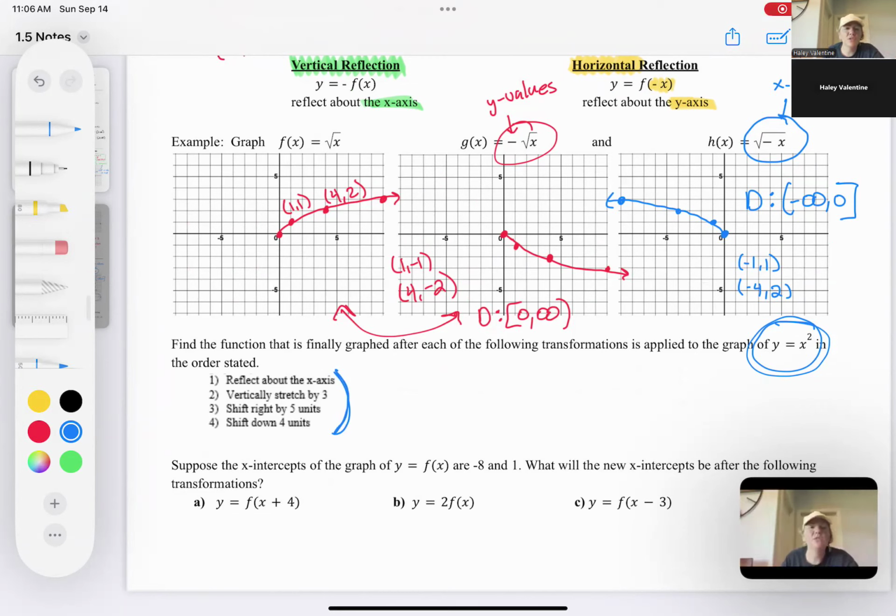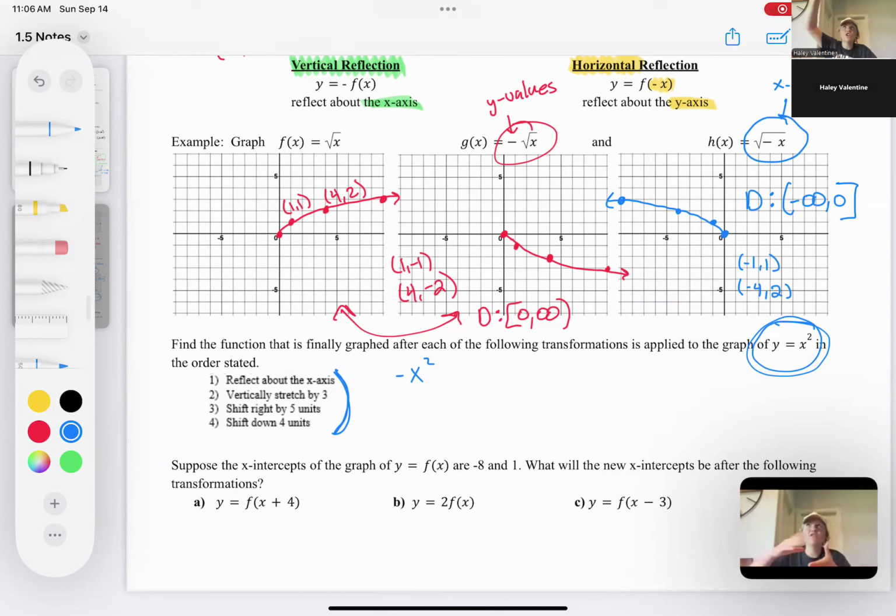Okay, I'm going to do it in the order stated. So I'm going to start with x squared. The first thing it says to do is reflect about the x-axis. I need to think about if I flip across the x-axis, that's up and down. Anything that changes up to down occurs on the outside. So that's the first thing I added, a negative. That's the reflection.